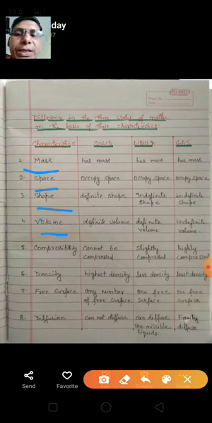Then compressibility. How can you compress? Compressibility.